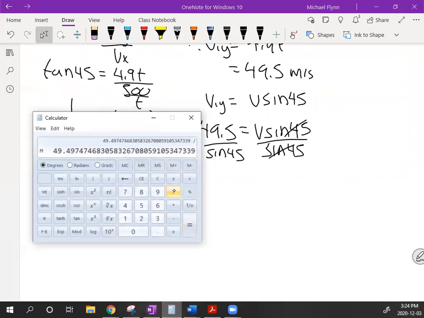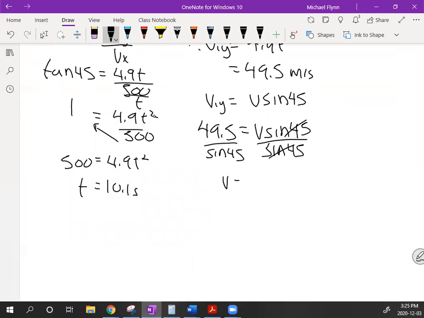I'm going to divide it by sine 45. And I get 70. So the answer is v equals 70 meters per second. There you go.